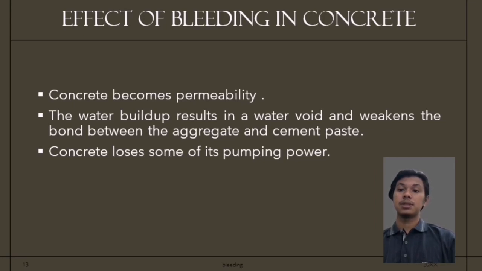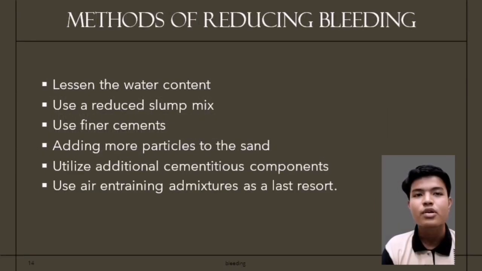Surface finishing is delayed as a result of the water buildup at the top. Among the strategies for minimizing concrete bleeding is to lessen the water content. In addition, use a reduced slump mix. After that, use finer cements. Concrete bleeding can be decreased by adding more fine particles to the sand. Utilize additional cementitious components such as ground granulated blast furnace slag, GGBFS.